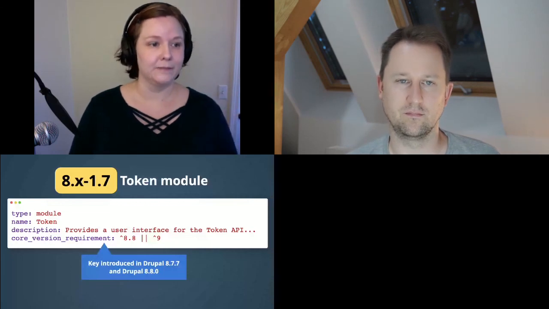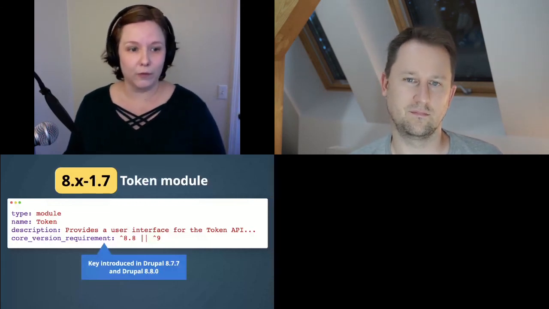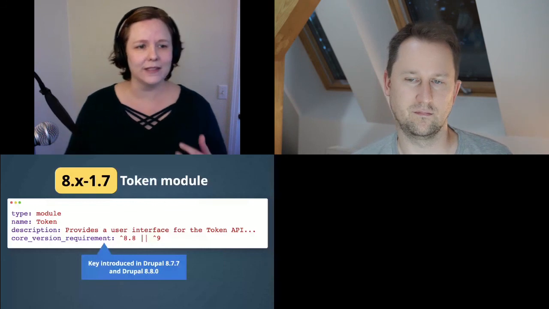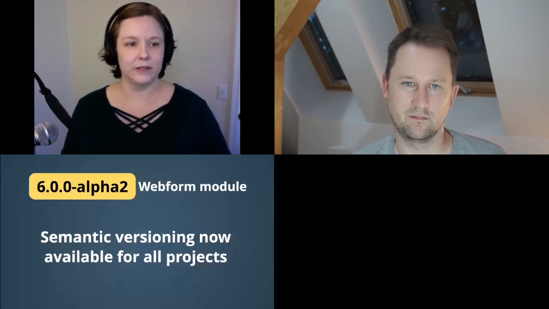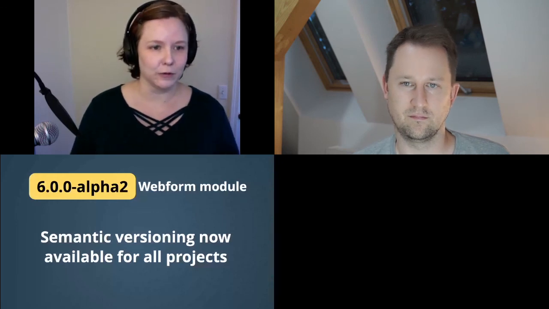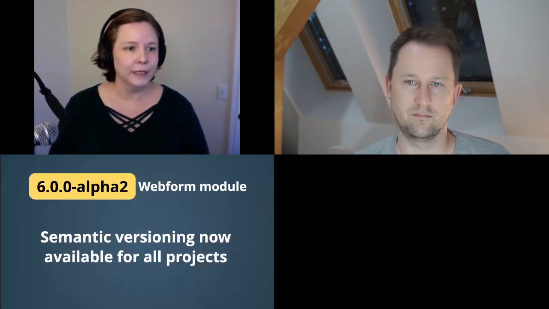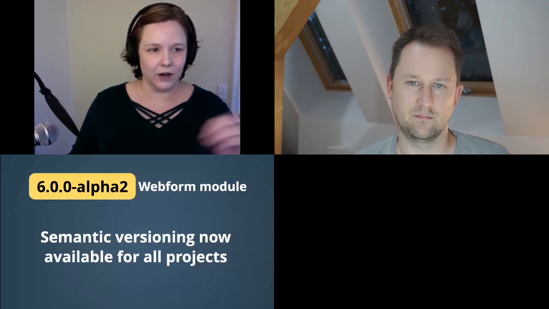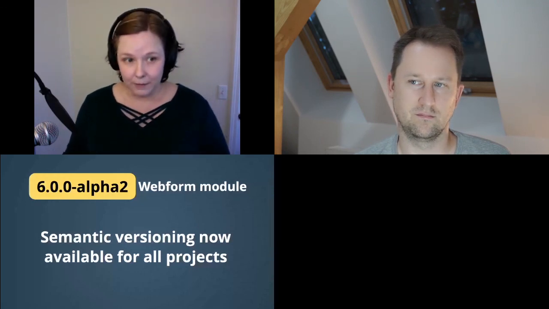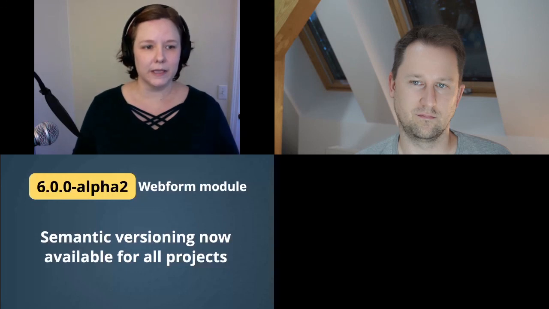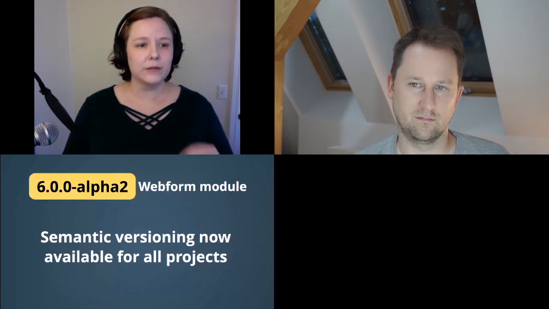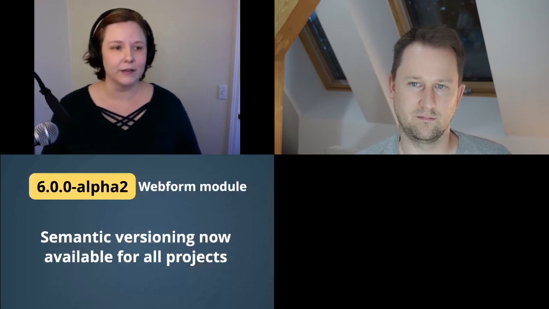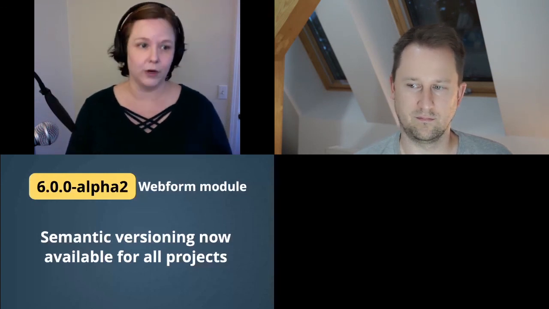So hold on a minute. Let's also talk about Webform, which had this 6.0.0-alpha2 available. That's since increased since these screenshots were made, but let's use that as an example. This 6 here, this doesn't refer to a Drupal 6 module. That would be 6.x-y.z, but it's rather using this newly available semantic versioning system for contributed projects.